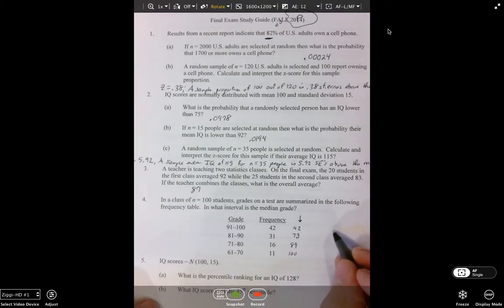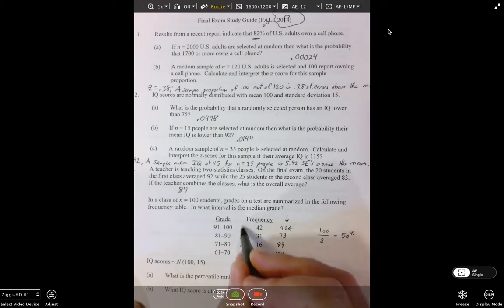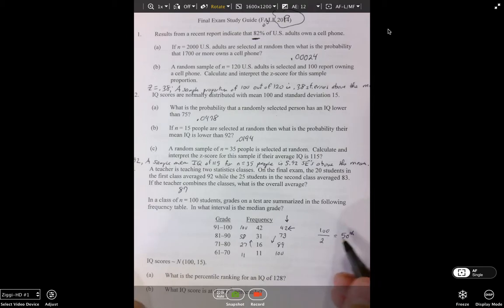What I'm looking for, since I have 100 students, is the middle score. So that's going to be about in the 50th position. Well, my first 42 scores, and you can start from the top or the bottom, it doesn't matter. Let's just start from the bottom here. Let's say 11, and I've got 27, and then 31 is 58, and then I've got 100 here. So I'm counting this way here, I'm counting this way here. It's going to turn out to be the same way.